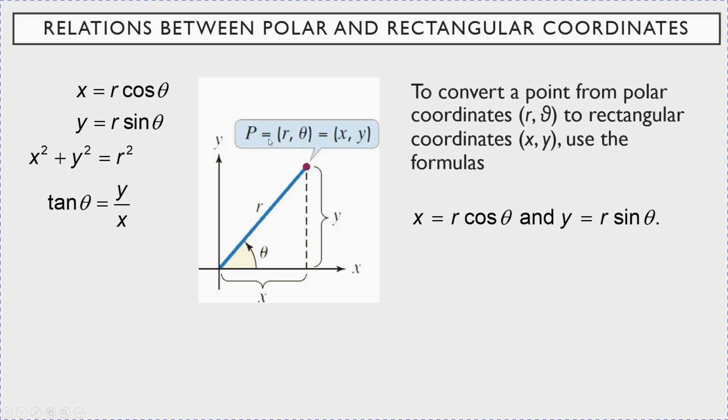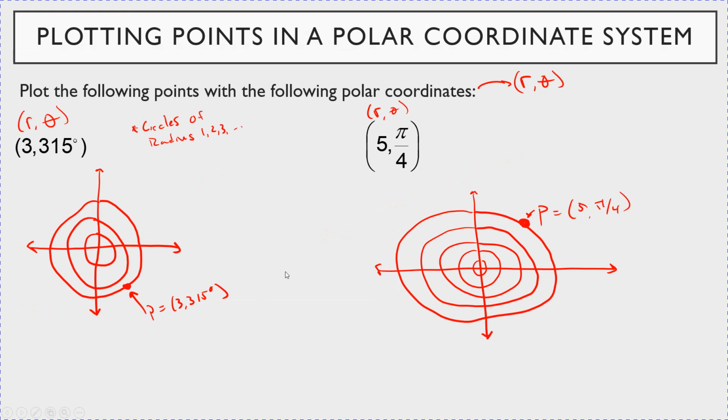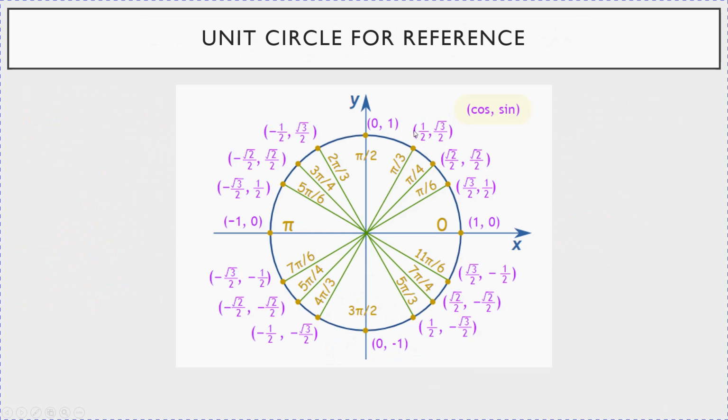All right, now let's talk about the relationship between polar and rectangular coordinates. I hinted at this earlier: relating this to right triangle trig. If you think back to the unit circle, the x coordinate is the cosine of theta, and the y coordinate is the sine of theta.